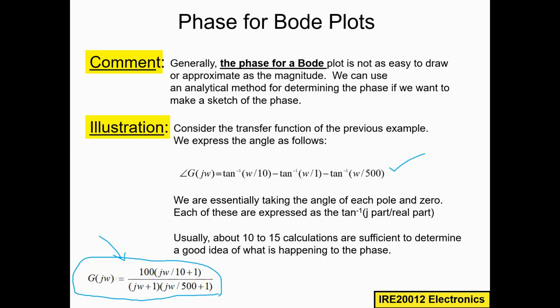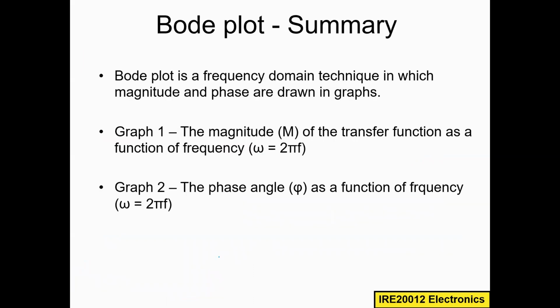So we are essentially taking the angle of each pole and zero, each expressed as tan inverse of the imaginary part divided by the real part, so the j part divided by the real part. For example, here this is j omega divided by 10, so this is the imaginary and this is the real. Usually about 10 to 15 calculations are sufficient to determine or analyze the phase angle. So far we have completed the frequency considerations.